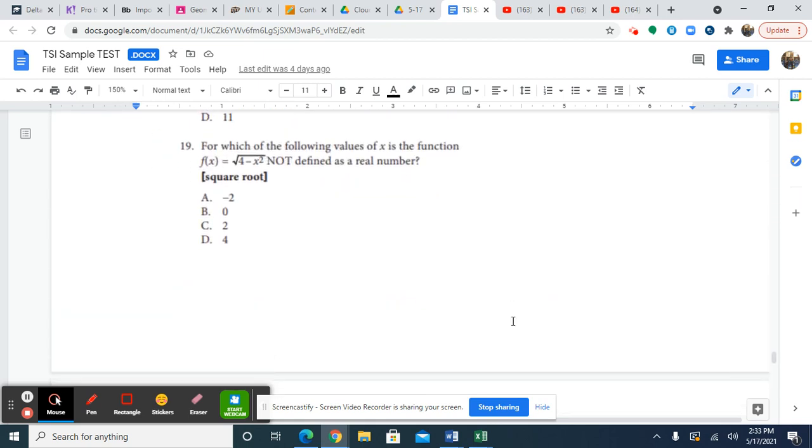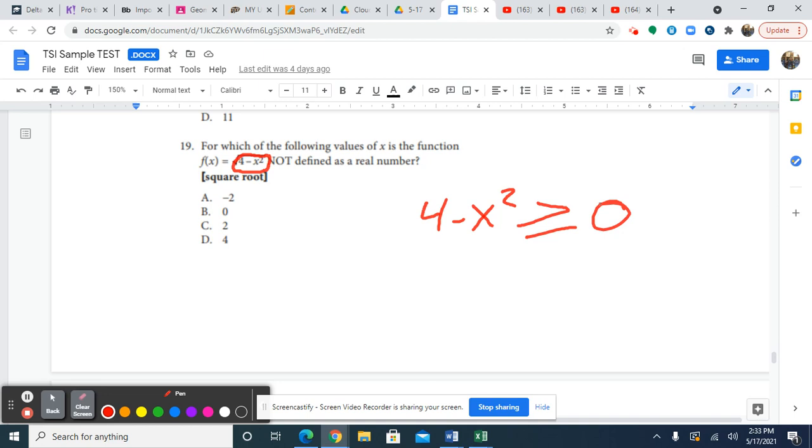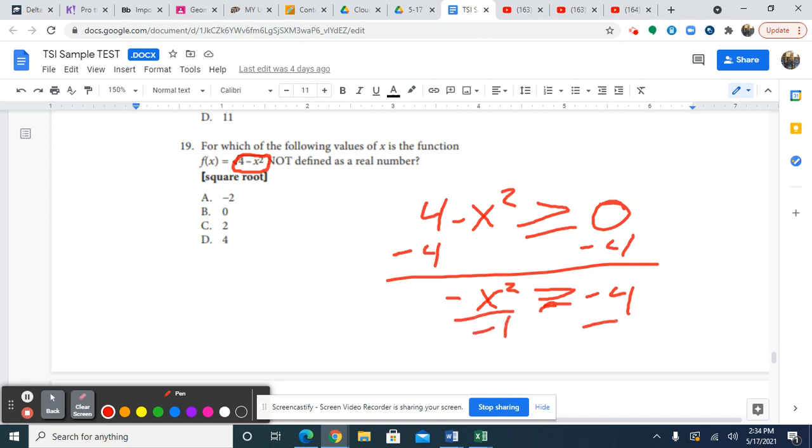Now it says, for which of the following values of x is a function not defined as a real number? So for it to be defined, we're basically saying that it can't be a negative number inside the parentheses, or sorry, inside the square root. So 4 minus x squared has to be greater than or equal to 0. So if we solve this, we subtract 4 on both sides. That's negative x squared, and if we divide both sides by negative 1, we're left with x squared is greater than or equal to positive 4.